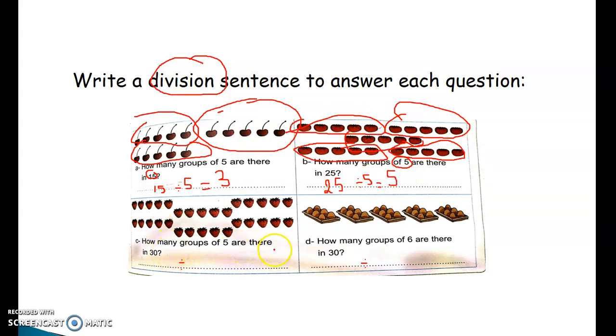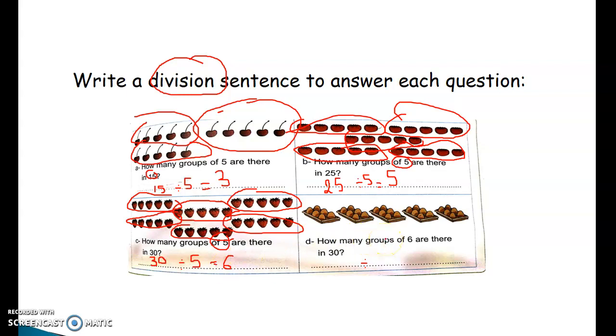How many groups of 5 are there in 30? So how many strawberries do we have in all? 30. So we have to start the division sentence with the total number, 30, divided by groups of how much? Of 5. So 30 divided by 5 equals. Let's check how many groups of 5 we can make. Every 5 strawberries together. So how many groups did we make? 1, 2, 3, 4, 5, 6. So the answer will be 6.